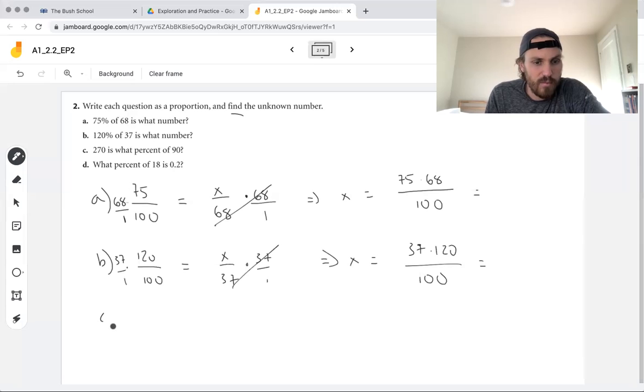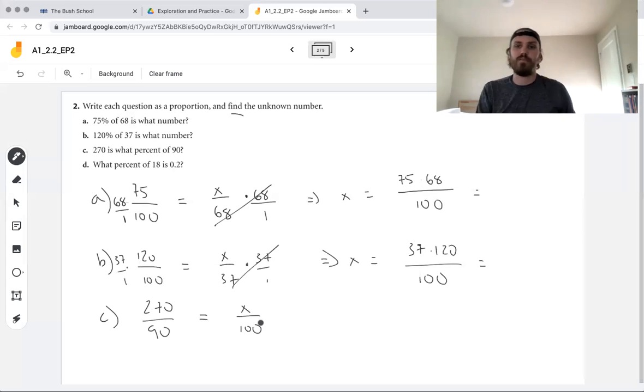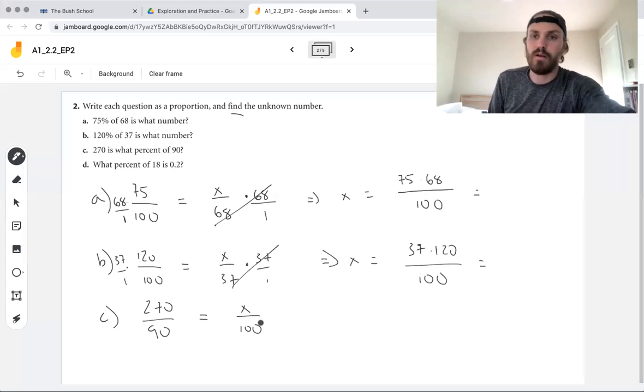Okay, C, I'm going to let you pause and try it. 270 is what percent of 90? So of 90, I have to have of 90 in the denominator. 270 goes in the numerator, and is, and then it should be what percent, and what percent should be a variable over 100.